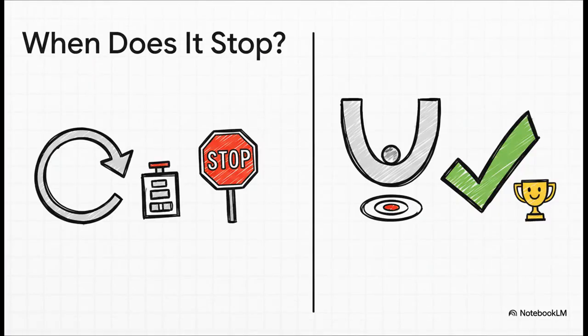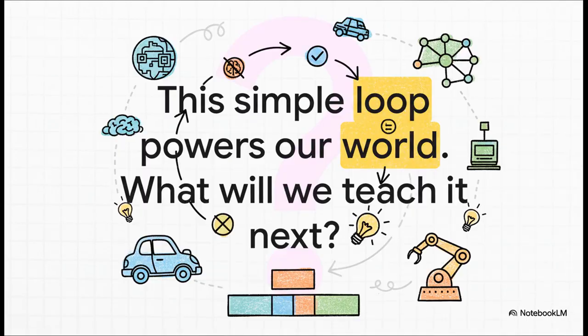Now this loop doesn't go on forever. It usually stops for one of two reasons. Either we've just told it to run for a certain number of cycles and time's up, or, and this is the important one, that mistake score gets so incredibly low that we can just say, yep, that's good enough. The network has learned. And that's really it.